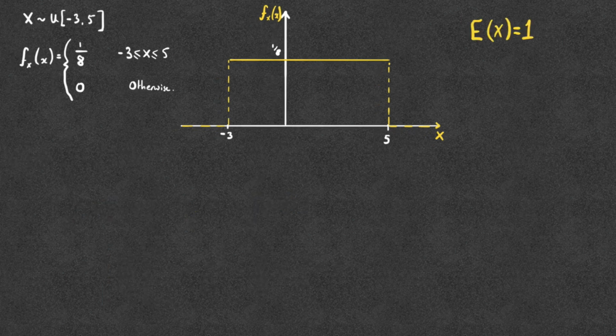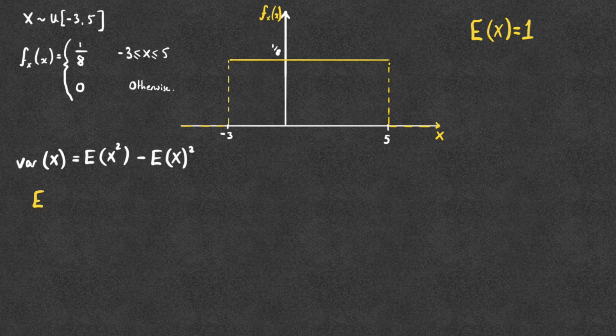Now we've got that the expectation of x is 1, and we know that the variance of x is going to be equal to the expectation of x squared minus the square of the expectation. Now we know that the expectation of x is 1, so that will be 1 squared. So we just need to find the expectation of x squared, and we'll find that in exactly the same way.